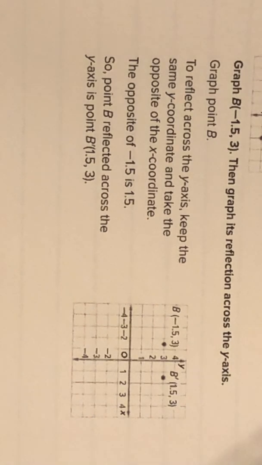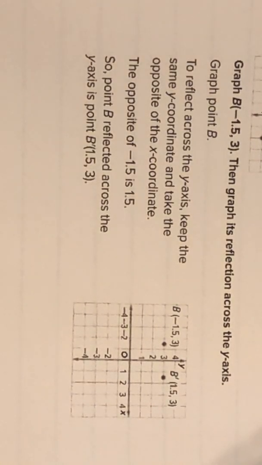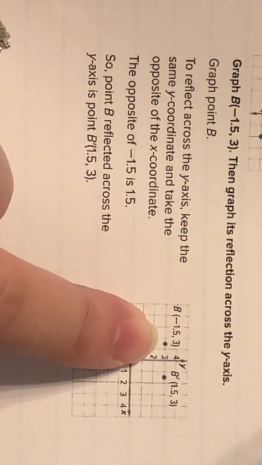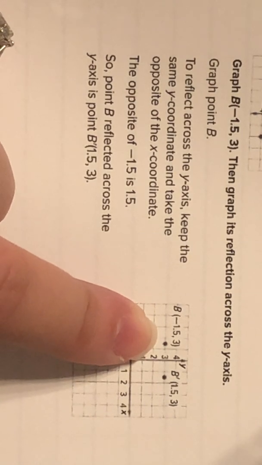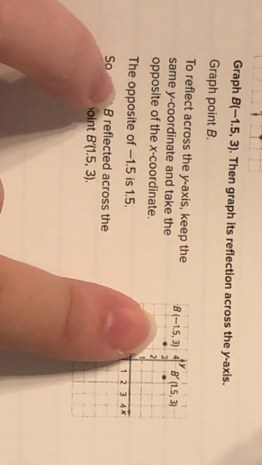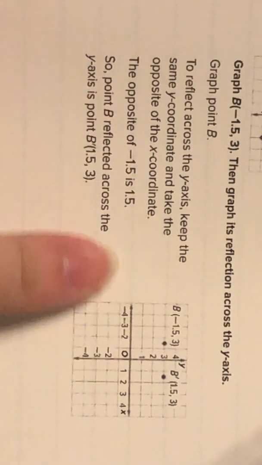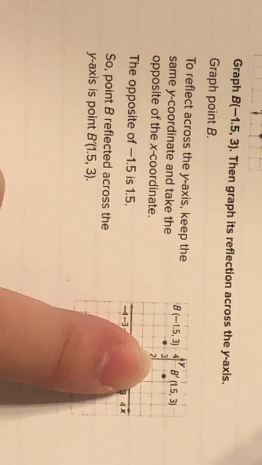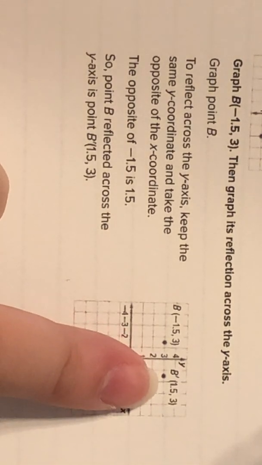My second example says graph B (-1.5, 3), then graph its reflection across the y-axis. So (-1.5, 3) is right here. Okay. When I'm graphing across the y-axis, my y-coordinate stays the same, so it stays a 3, and my x-coordinate is my opposite. So the opposite of -1.5 is 1.5. When I graph that, I get B prime as (1.5, 3).